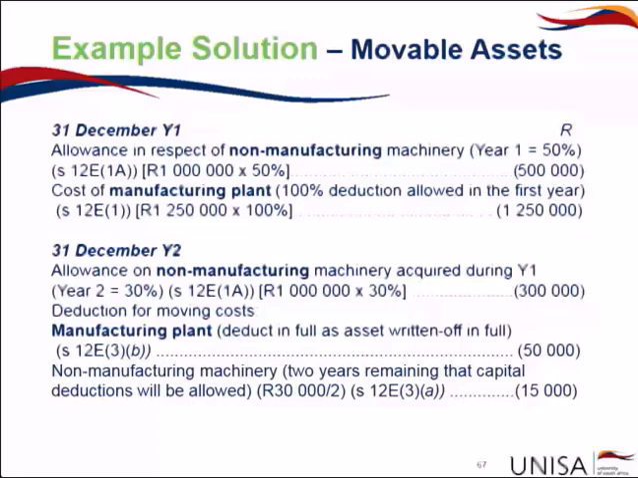However, remember in year 2 they incurred moving costs, and just like we had in the previous example, the manufacturing plant was fully written off, therefore we will claim the full amount for the moving costs on the manufacturing plant. However, the non-manufacturing plant still has 2 years, year 2 and year 3, therefore we will take half in year 2 and the other half of the moving costs will be written off in year 3.